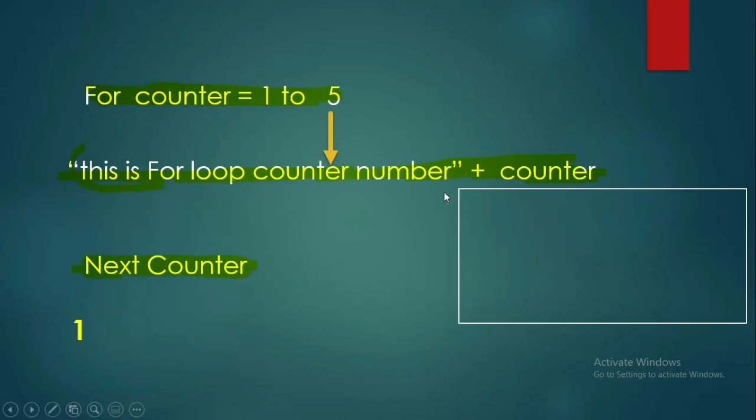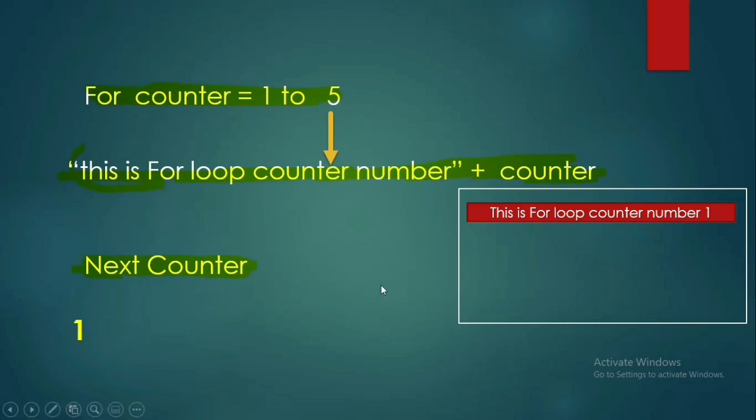What will happen? For example, this is our computer screen, our monitor. This line will be printed on screen: "For loop counter number" in quotation marks is printed as it is, plus this counter. The counter is a variable, so wherever we display it, it will be replaced by whatever the value in the counter is at that moment of time.